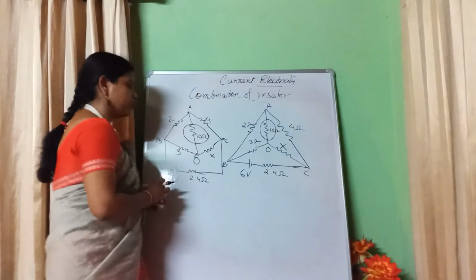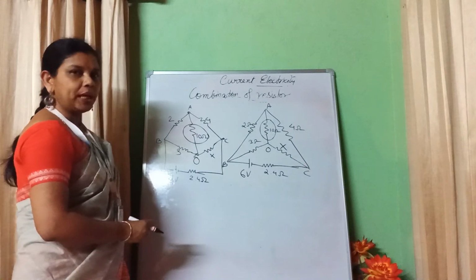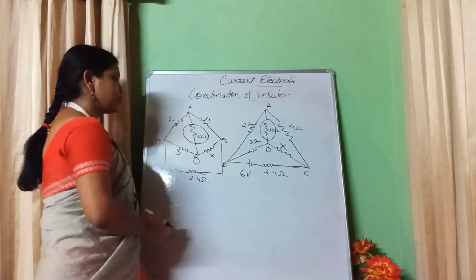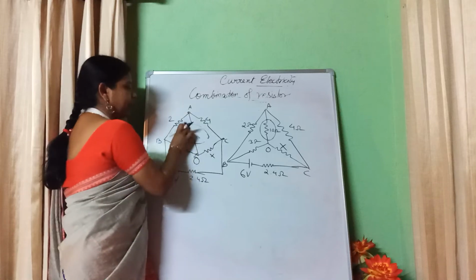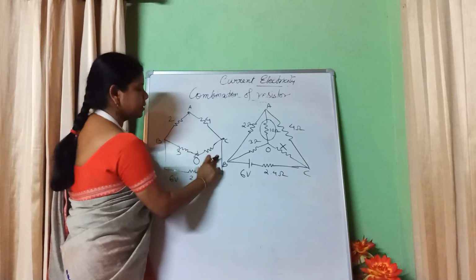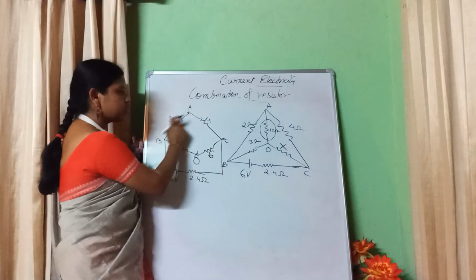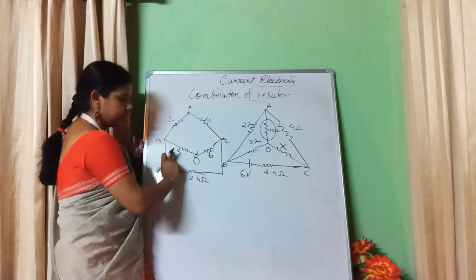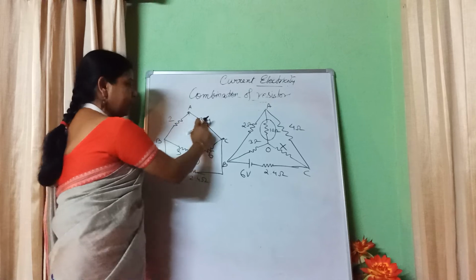Now the second question is, what is the current in the circuit? How to calculate the current in the circuit? Or what is the total resistance? So this will be removed from here. If it is removed, instead of X, now this is 6. These two are in series, these two are in series. So this will be what?